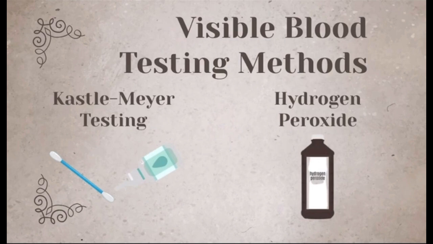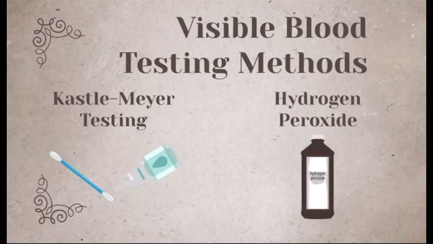However, there are some drawbacks. The Kastle-Meyer test can produce false positives, especially when reacting with other substances containing peroxidase-like properties such as certain plants or chemicals. Additionally, it can't differentiate between human and animal blood, which may complicate investigations.